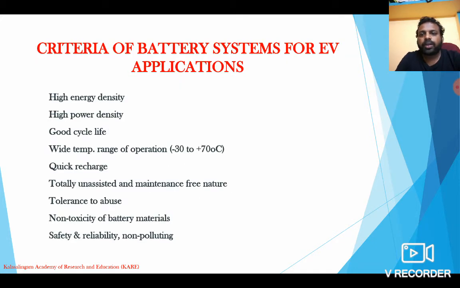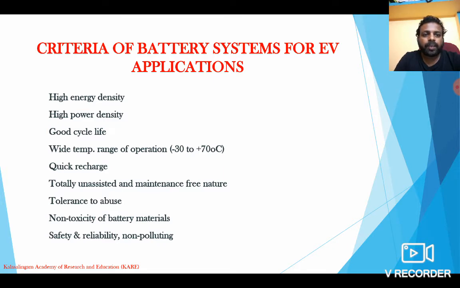And the criteria of a battery system for EV applications. The electric vehicle as well as the hybrid vehicle have this kind of battery. So this battery should have the following characteristics. One is high energy density, it produces high power output, and then power density and good cycle life.